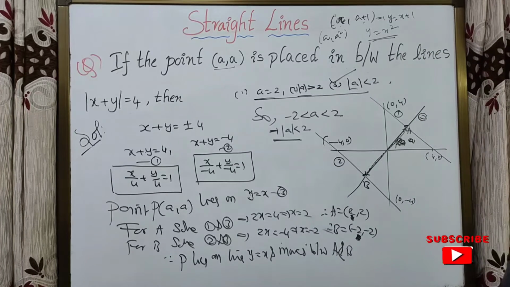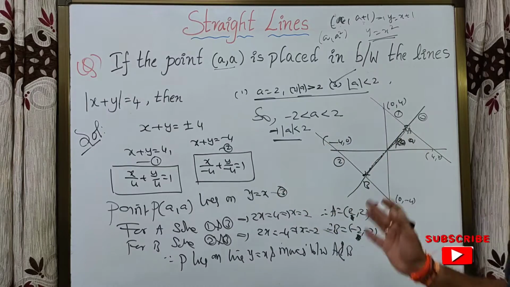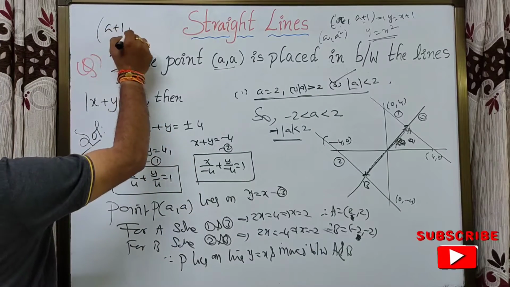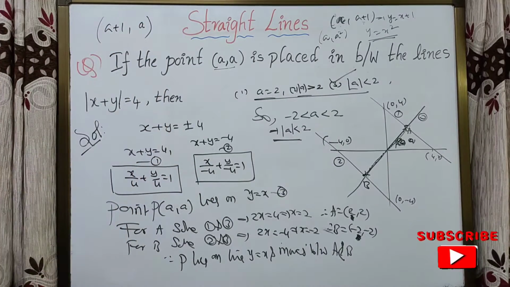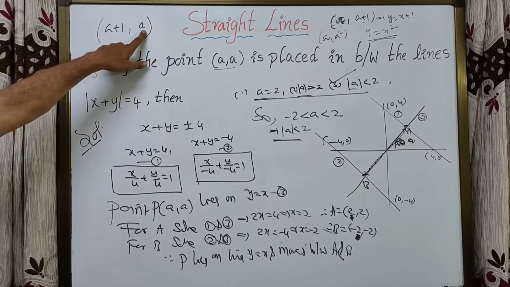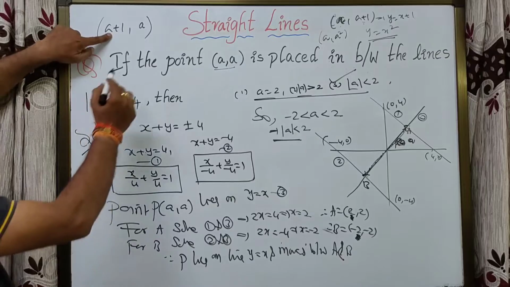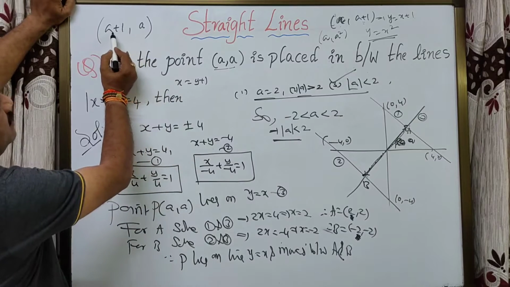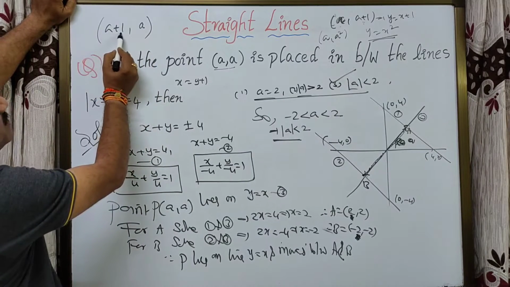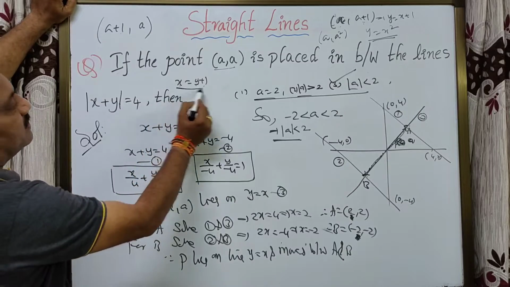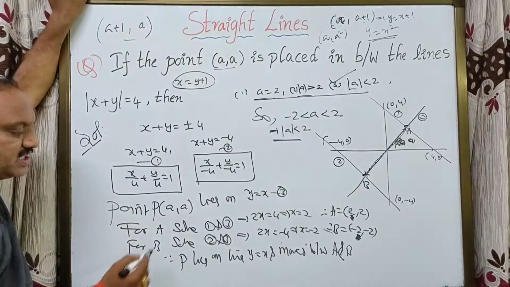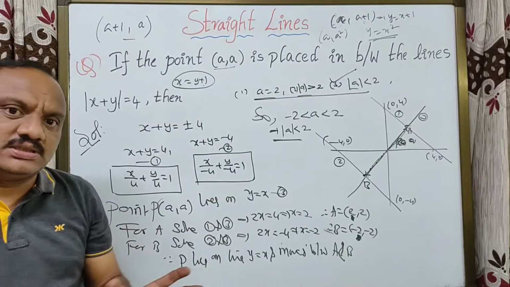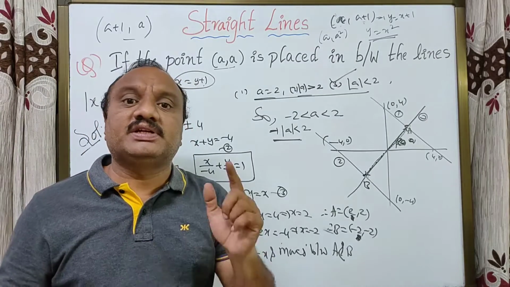So please understand, every point lies on some curve. For example, you take (a+1, a). Y is a, x is a+1, so x equals y+1. If a point is given in any form, we examine the point and think about it, and definitely it lies on some curve.